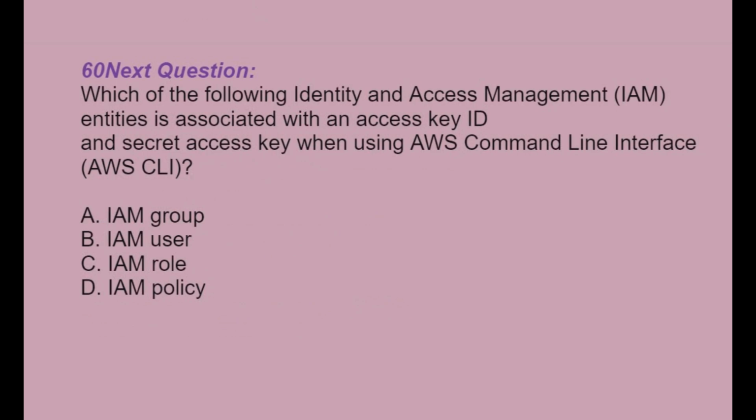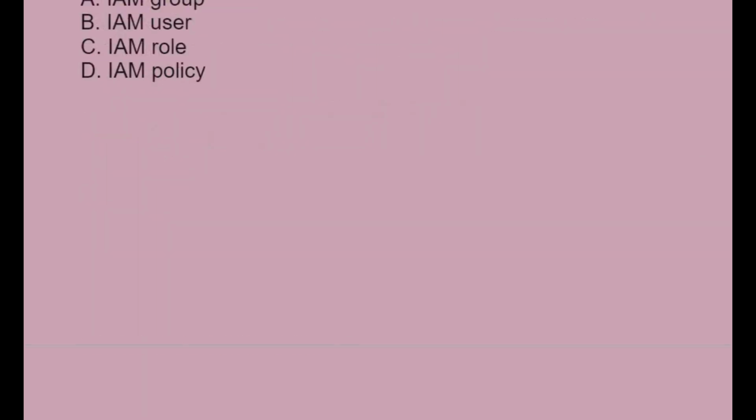Question is, which of the following identity and access management IAM entities is associated with an access key ID and secret access key when using AWS command line interface AWS CLI. Option A, IAM group. Option B, IAM user. Option C, IAM role. Option D, IAM policy. Correct answer is option D.